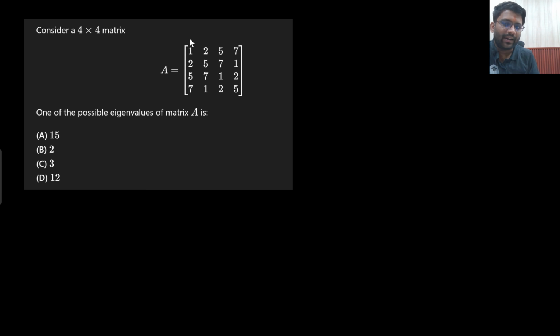If you add all the elements in a particular column, 1 plus 2 plus 5 plus 7, what will be the answer? You will be getting 15. Do the addition: 2 plus 5 is 7, 7 plus 7 is 14, plus 1 is 15. The addition of all the elements in the column gives 15. Do the addition of all the elements in the rows. What is the answer I am getting? 15. Right?